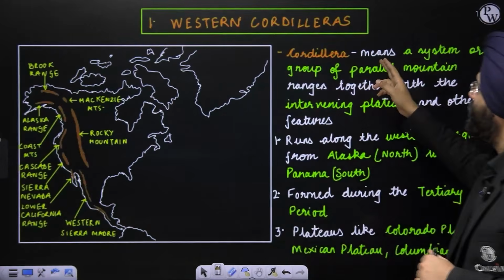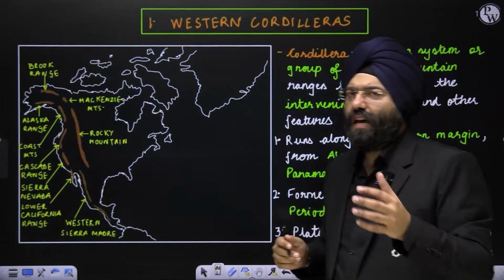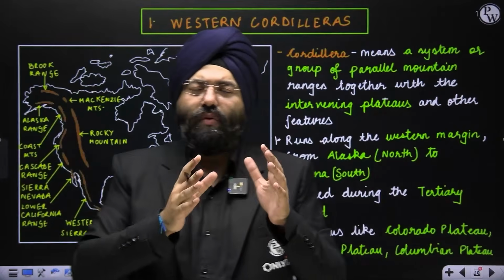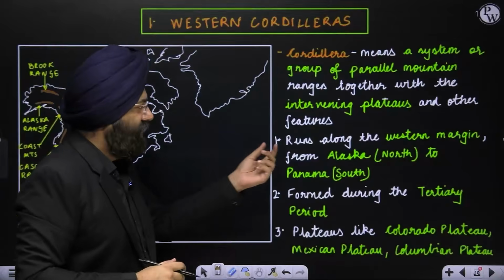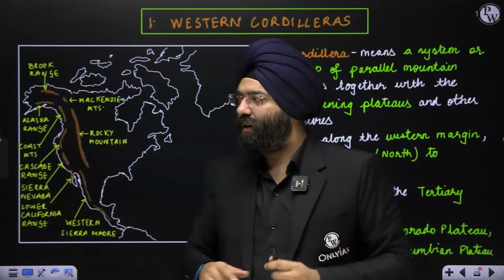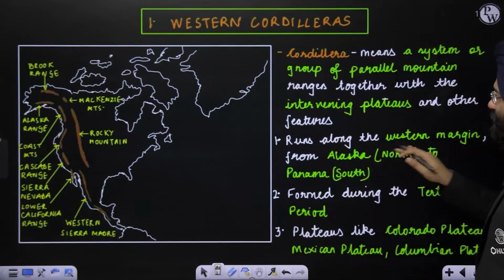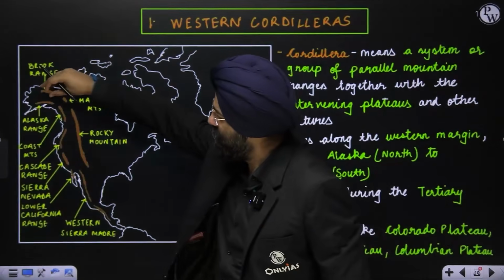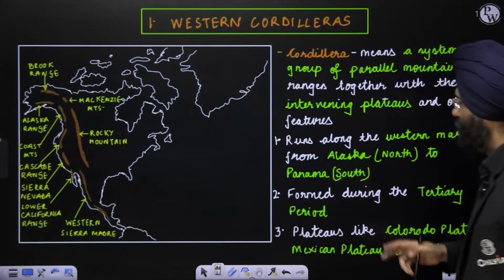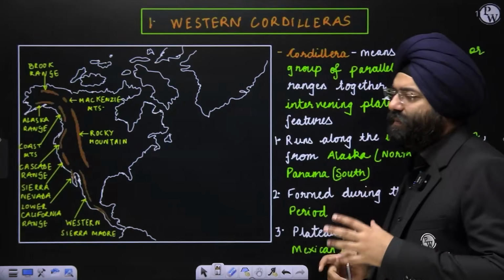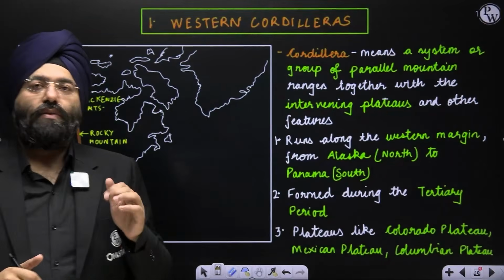So that is why it is said that it means a system of a group of parallel mountain ranges together with the intervening plateaus and other features. This is known as a cordillera, and lying on the western part of America, it is known as the Western Cordillera. Now, what are the important aspects? See, it runs along the western margin, from Alaska in the north to Panama in the south. So this is the Alaskan region, and Panama over here. From north to south, this is the stretch. Now, it was formed during the Tertiary period. Now, the period becomes important here, the timeline, so that you know that these are young fold mountains, right?